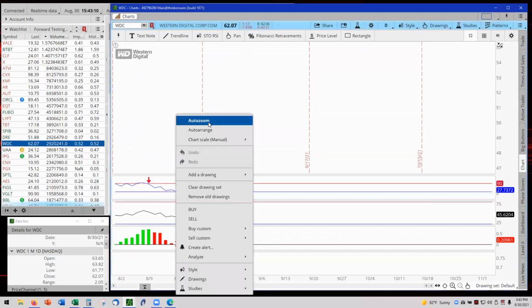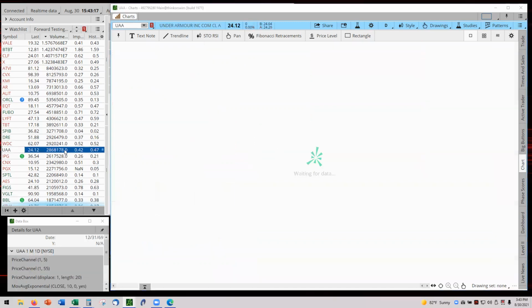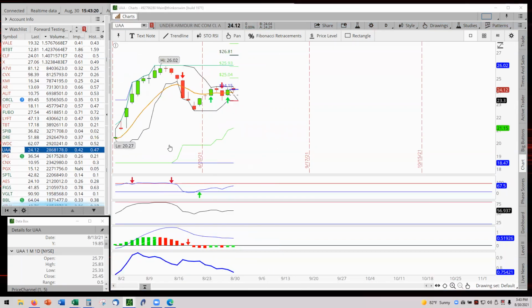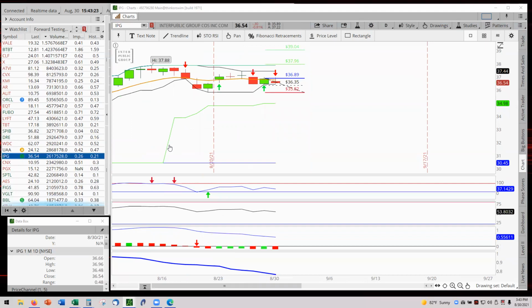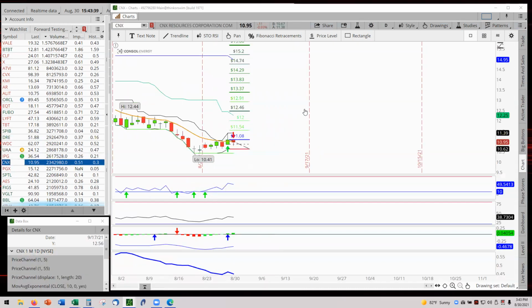All right, Western Digital. Okay, Western Digital triggered, and it is still in the first risk ratio zone. UA. Okay, it triggered. IPG. Now we've got to see, did this trigger? Looks like it did, but we have to really be careful with it. Okay, the close, green candle, 36.84, we call it 36.85. The high got 36.96. This order triggered, so that's good. That's in.